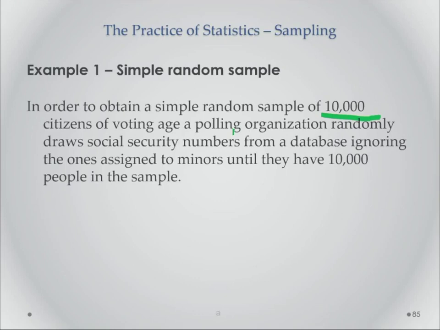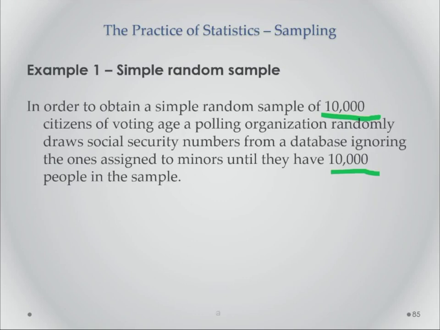So we don't know what the population is, but let's say it's a database of Social Security numbers of voting-age people in a large population. Everybody has this number, right? So they're going to randomly select 10,000 people based on their Social Security number. Now, if that Social Security number represents a minor, then they'll just throw that away and go for another one.